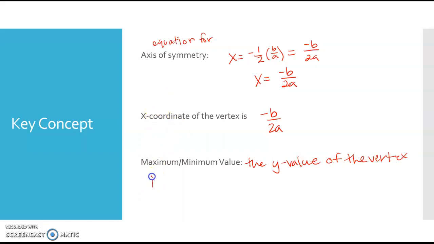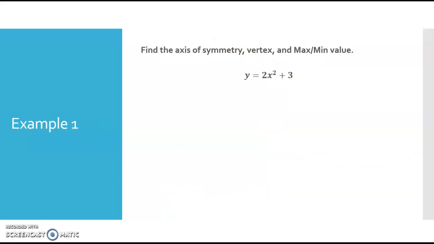And remember yesterday, if a is less than 0, which are our negatives, then it's a max value. And if a is greater than 0, positive, it is a min value. And we talked about that. Negative a, sad face, because it opens down. Maximum problems, that's why we're sad. Positive a means happy face. We're looking up, right? Happy face, and we are happy because we have minimum problems. So that's one way to remember it.